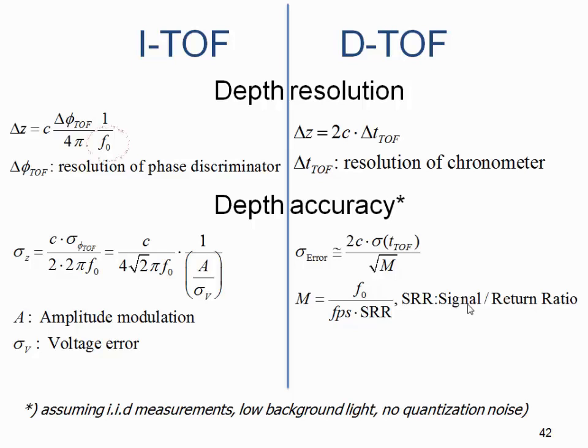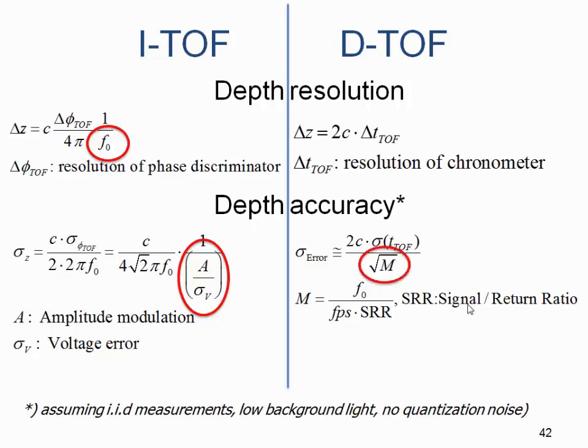Looking at the depth resolution, we immediately see that indirect is inversely proportional to the frequency of modulation. You do not have this problem in direct, because direct is only dependent on the precision of the single measure and on the resolution given by the chronometer. So this is a point for direct time of flight. If you look at the depth accuracy, as we've seen earlier, in the indirect system it depends on the ratio between the amplitude of modulation and the error of the voltage measurement.